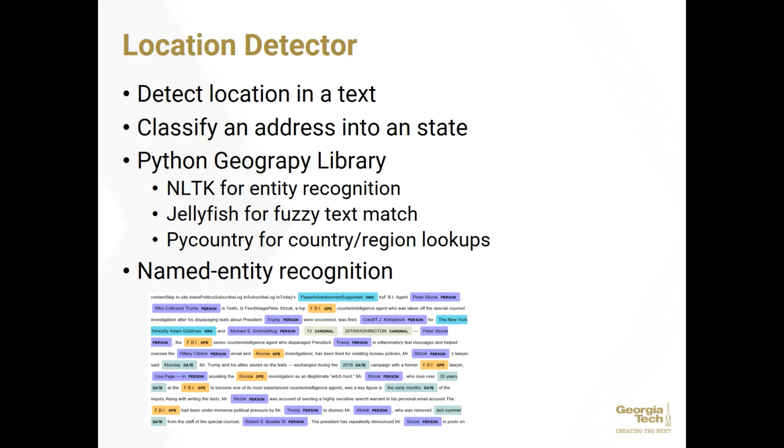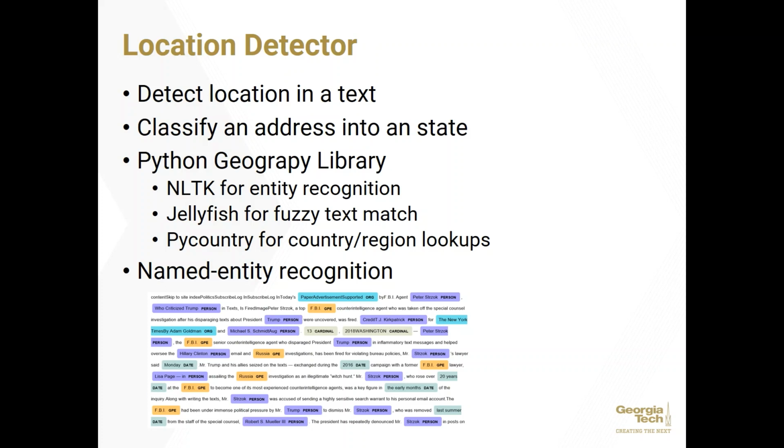Since the unit of our location is state, I need to classify these different kinds of names into the state. To accomplish that purpose, I used a Python geography library. It uses three techniques for this whole aim. First, it uses the Python NLTK for entity recognition, the jellyfish library for fuzzy text matching, and pycountry for country and region lookups.